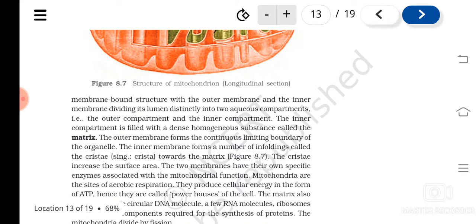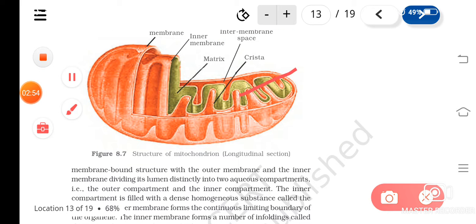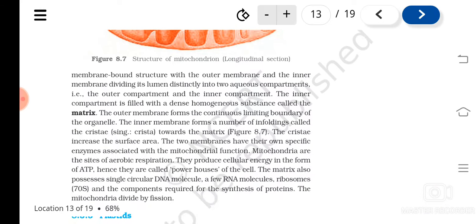The inner membrane has a number of foldings. You can see here, isn't it? These foldings are known as cristae. So what is the function of cristae? Cristae increase the surface area, and they are associated with ATP synthesis.